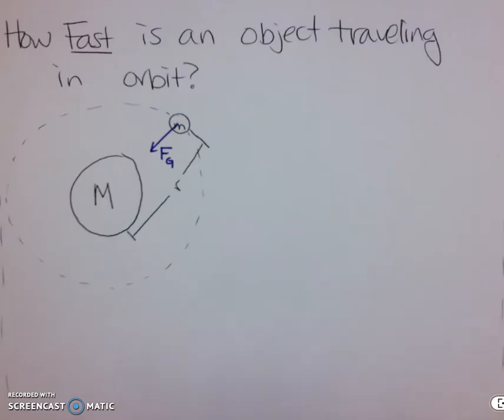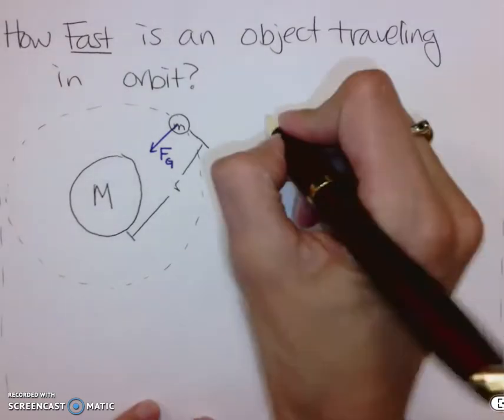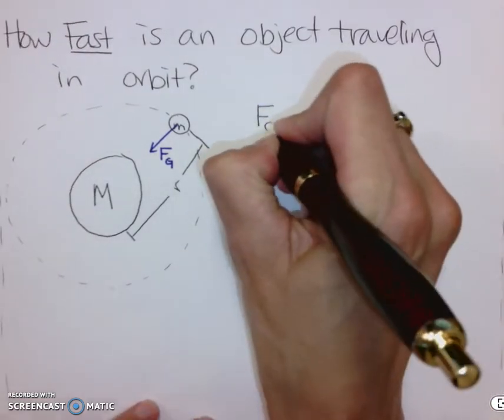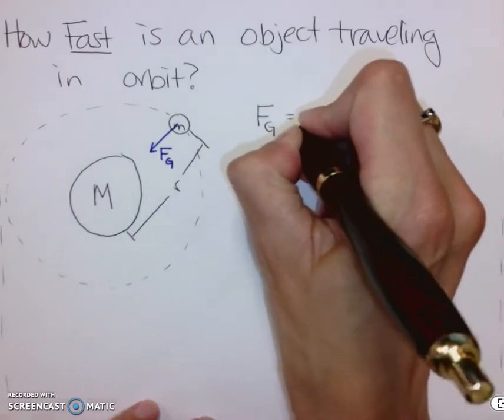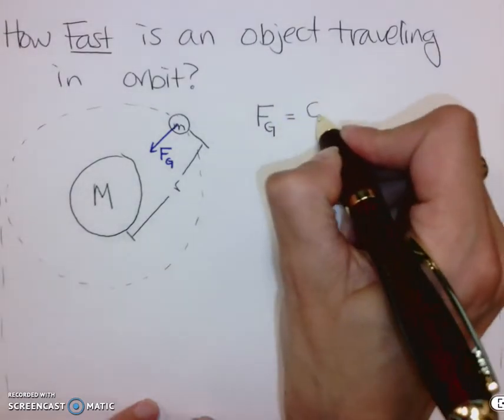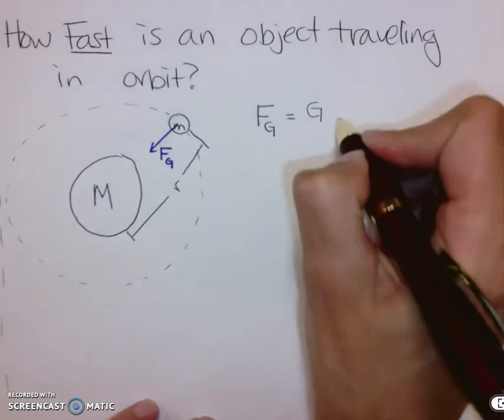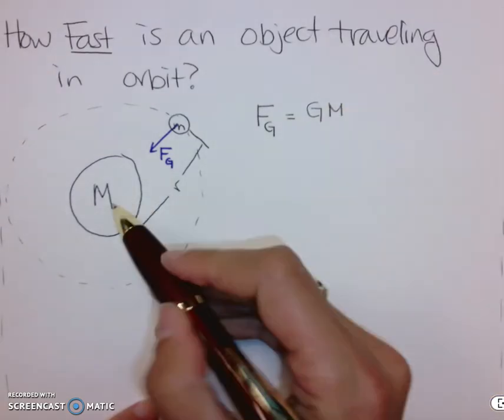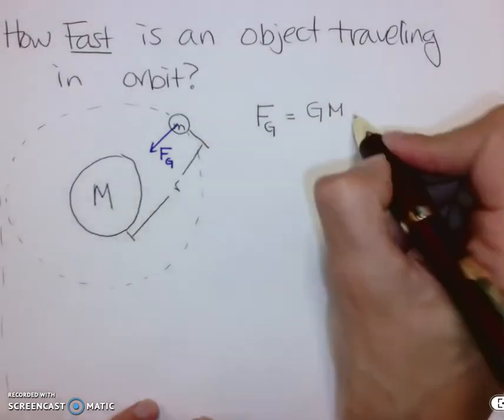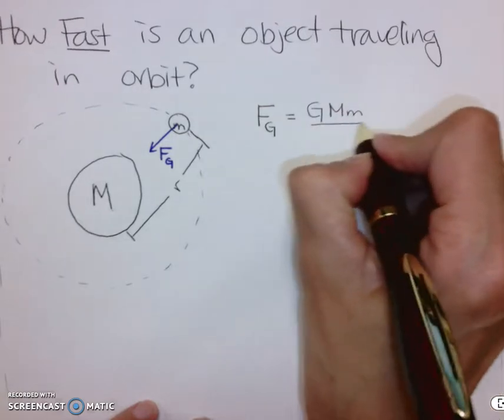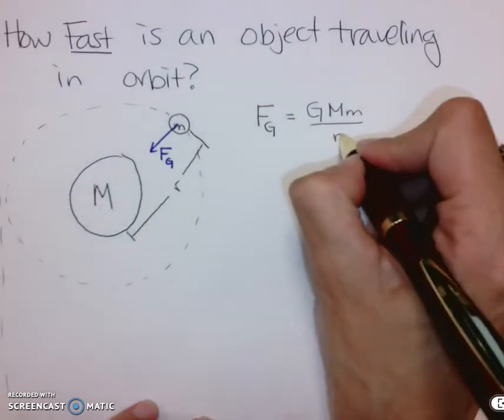And what I know about F big G, or Newton's law of gravitation, is that it is given by some constant G times the big M times the little m all over the distance between the two squared.